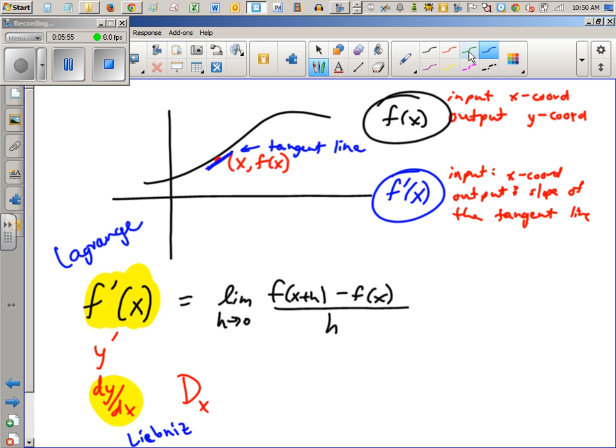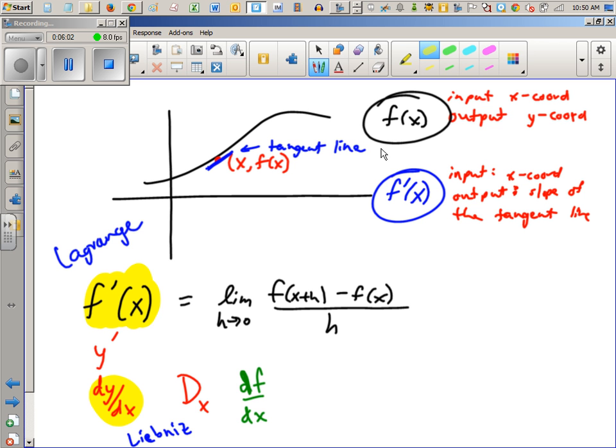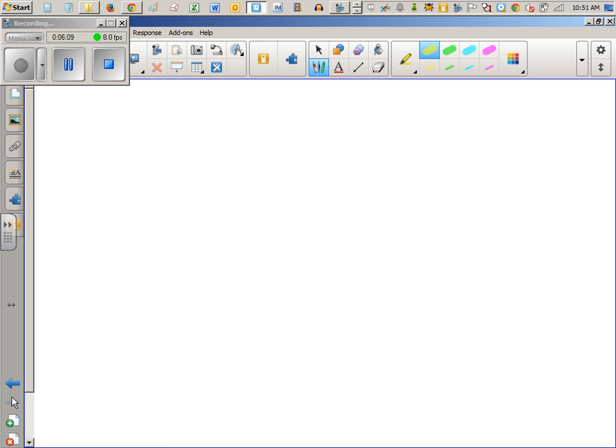Forgot to write that one. df over dx would be sort of a third and very common notation that I'll use. Okay? Okay, so enough of that. Let's try again a problem.